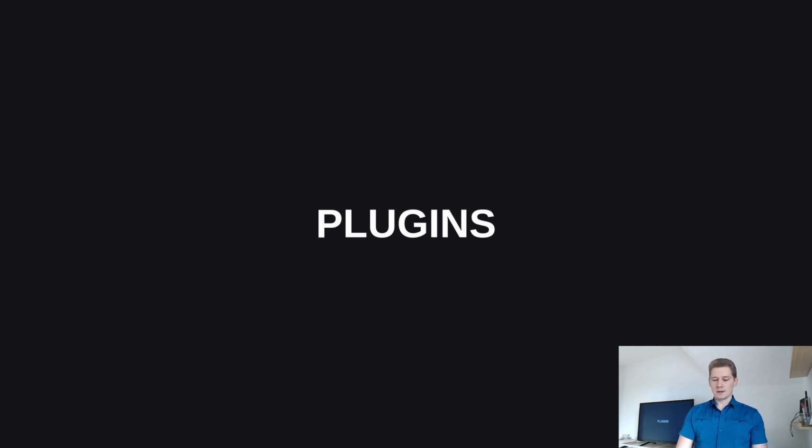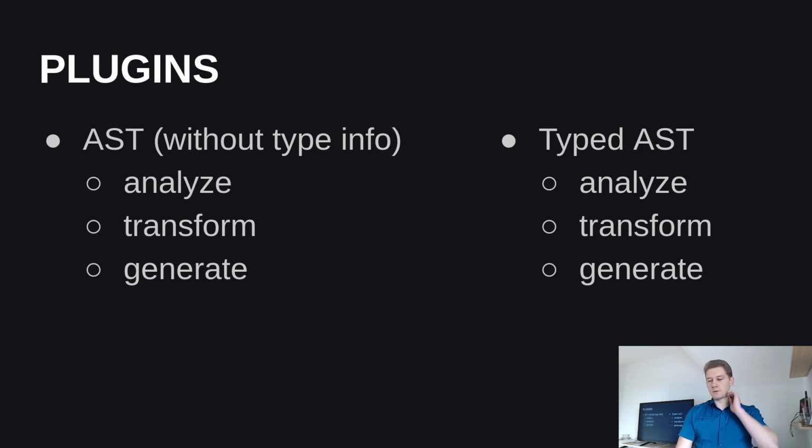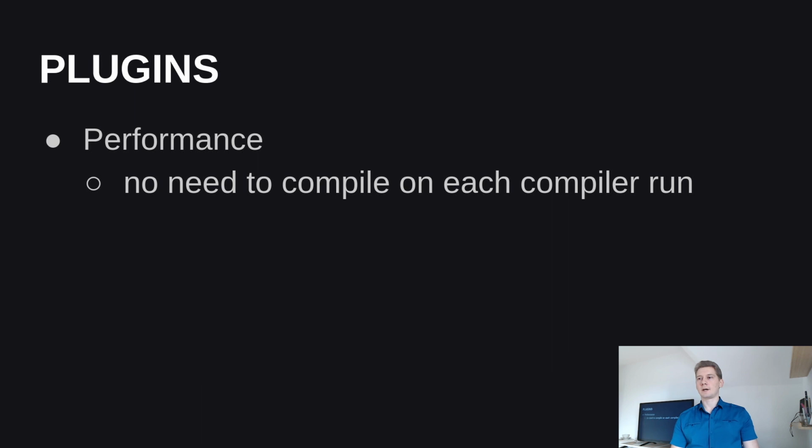Plugins already can do everything macros can do. They can analyze untyped abstract syntax tree, they can transform it, whatever they want, they can generate new syntax tree, but also they can work with typed syntax tree, analyze, transform and generate new typed syntax tree at almost any stage of the compilation. Also, plugins are much more performant than macros. You don't need to compile a plugin on each compiler run. You just compile a plugin one time and then use that compiled binary on every compilation.